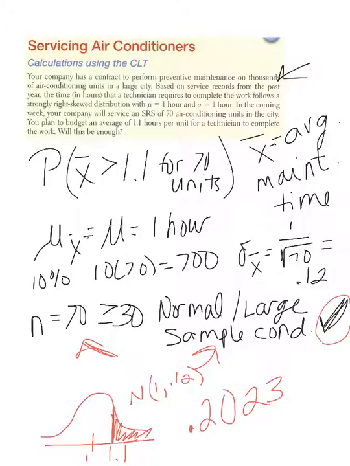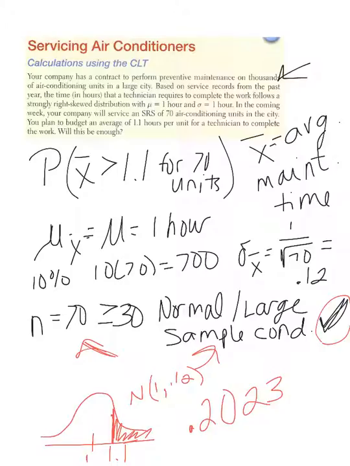And then the last thing that you need to do now is actually answer the question. You need to write down the answer to the question. So in this particular case, if I'm budgeting 1.1 hours per unit, I've got a 20% chance that they won't complete the work in the time allotted. I've got a 20% chance that it's going to take longer than the time that would be allotted to service those 70 air conditioners.